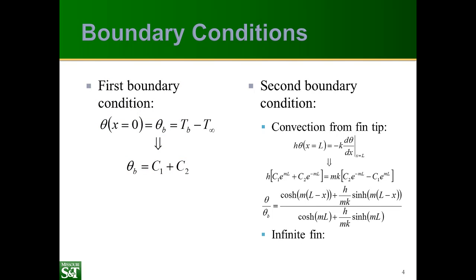For an infinite fin, theta equals 0 at x equals infinity. So that means that the value of C1 here has to be 0, because e to the infinity is going to be infinity. So if C1 is anything other than 0, we can't satisfy that infinite fin boundary condition. So that actually allows us to very much simplify this equation. Now it's valid for this quantity ml greater than 2.65. So we have to go back to m, which is the square root of hP over kA, multiply that by the length of the fin to see if we can use this approximation.